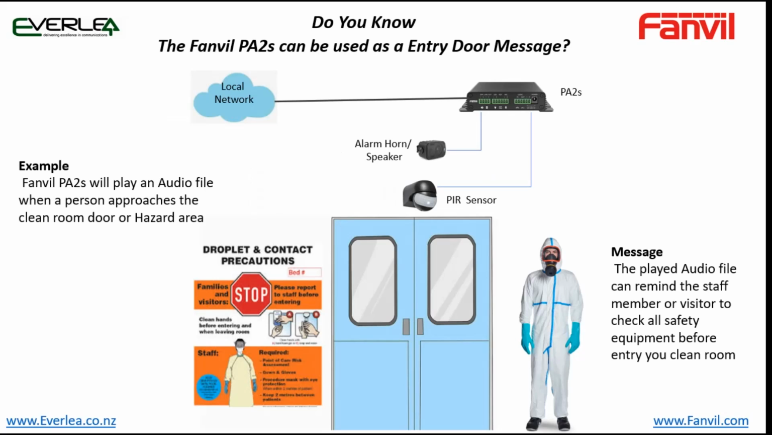Another application for the PA2 trigger is in manufacturing rooms or clean areas. If staff have to wear special clean suits or protection equipment before they enter a restricted area, the PA2 can be set up with a PIR sensor. This would detect anyone who is about to enter the area and play a custom audio file on a local speaker, reminding the staff member of the precautions or equipment they should have.